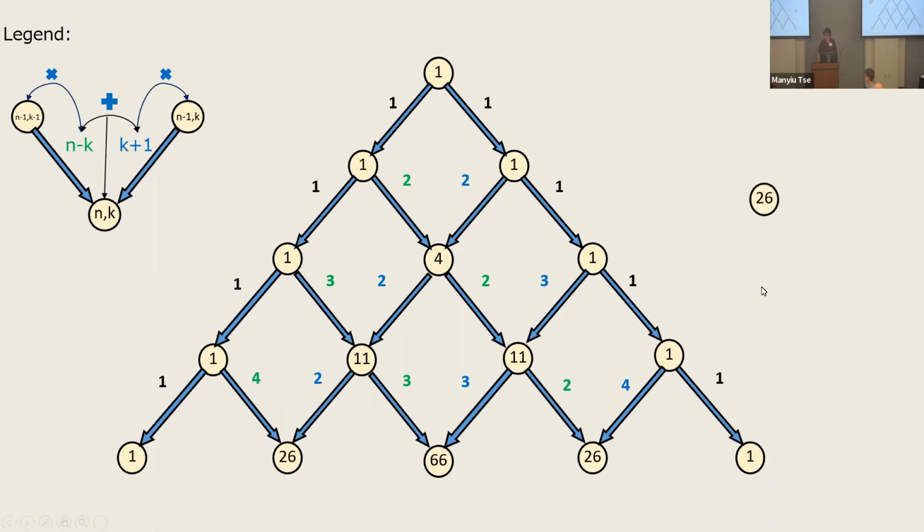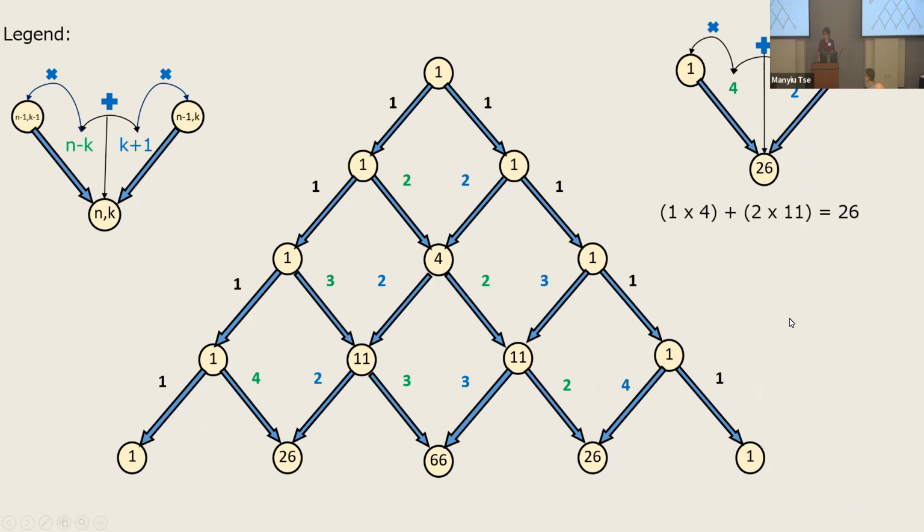I also have an animation for that. Let's look at the 26 with 1 and 11 to the left and right. So we take n minus k, which is 4. And we take k plus 1, which is 2. And then we multiply the 1 and the 4. Multiply the 2 and 11. Take those results and add it to get 26. And it looks like that.